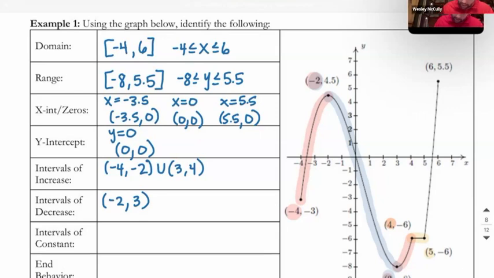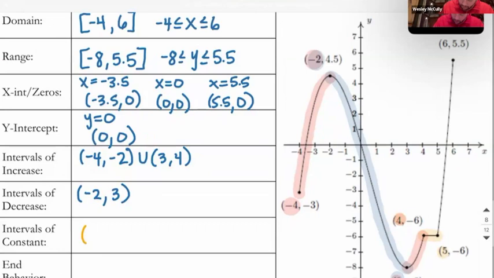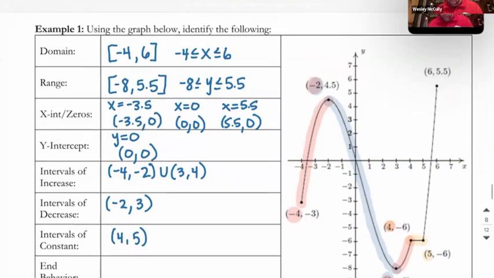So we're going to come down here in the box for interval of constant. We're going to put 4, 5. So from 4 to 5, it remains constant. Okay, now we have one last interval.